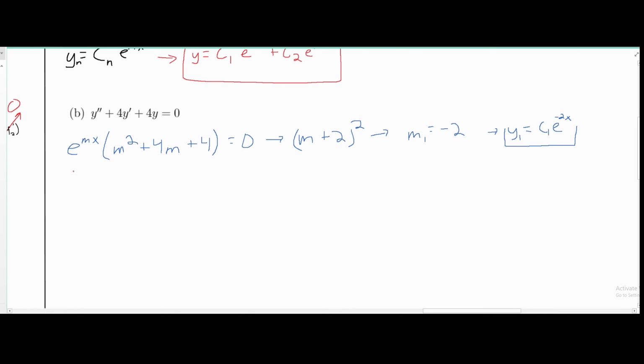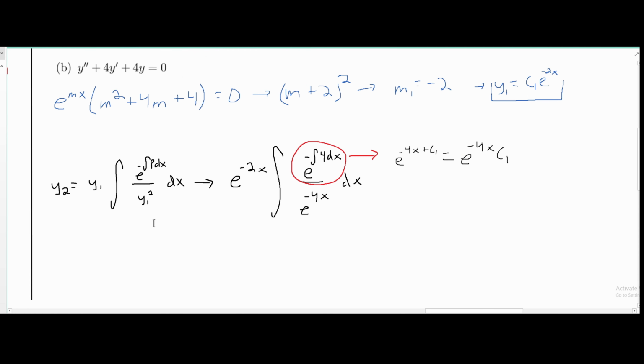So for part B, after we get our y values, we can plug them in, and this is what it'll look like. After that, we can see that we only have one m, which means our y1 is equal to c1 e^(-2x). Well, we need two m's, so from here, we need to use the reduction of order method. Using the reduction of order, this is the formula right here.